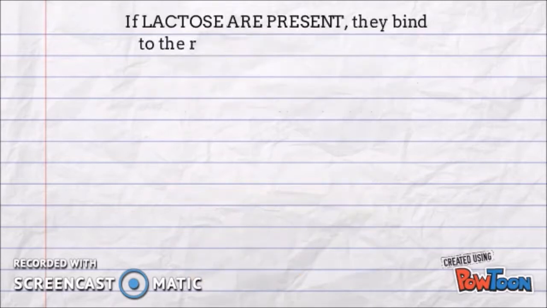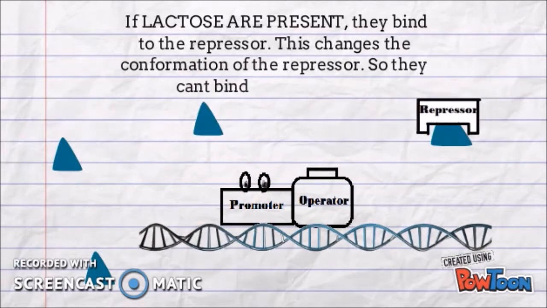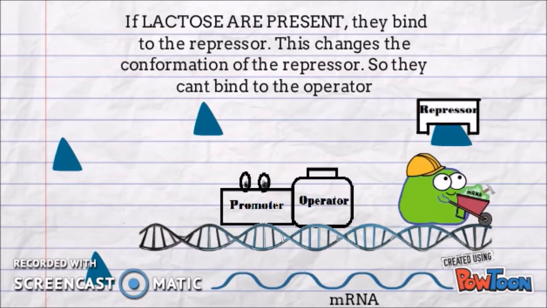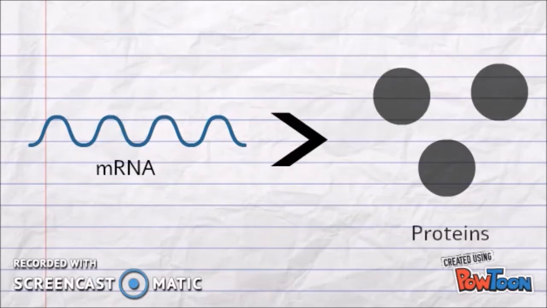If lactose is present, it binds to the repressor. This changes the conformation of the repressor, so it can't bind to the operator. So, the polymerase makes the mRNA. In the translation process, mRNA is converted to the protein.